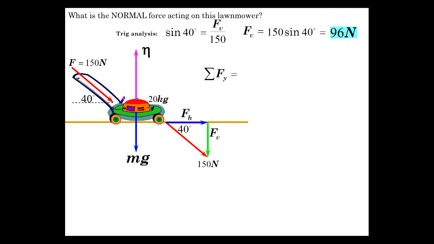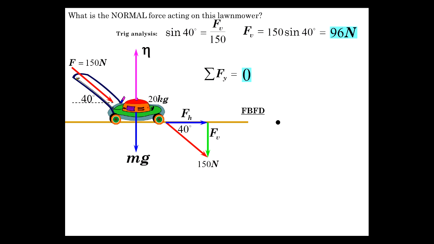Now you can write down the numerical answer really easily by recognizing that there is no change in position of the lawnmower vertically. In other words, it's not moving vertically. More specifically, it's not accelerating vertically. So we know it's 0. That means that all those forces in the y direction have to cancel.